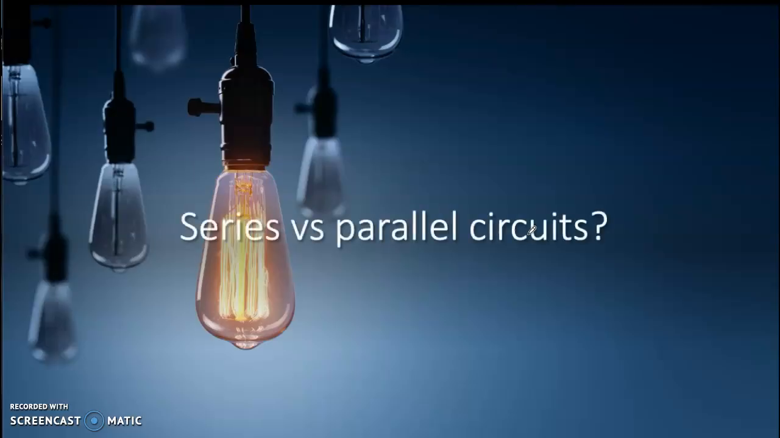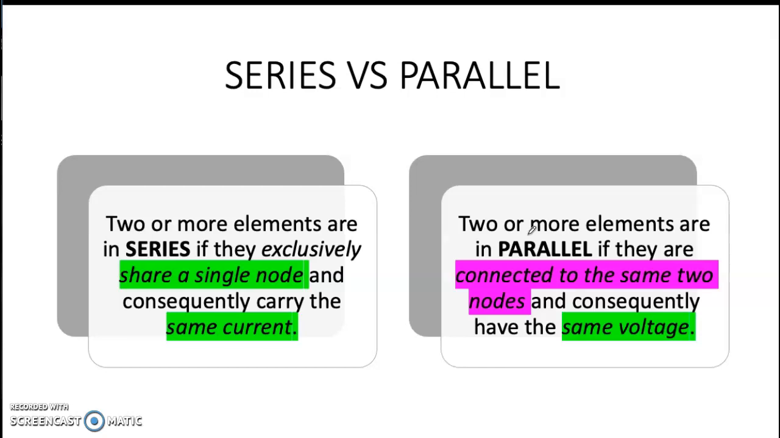So now, what is series and parallel? So series and parallel, what are their difference? So you know we have a resistance in series and resistance in parallel. So from the definition, series means it exclusively share a single node. So let's say you have here R1 and here you have R2, right?